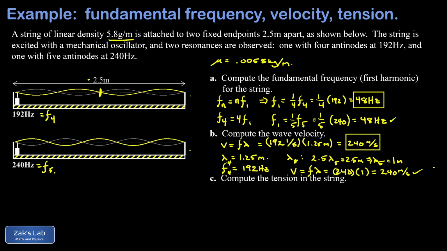So that's good. Finally, we want to get the tension in the string. And we have a formula relating the linear density, the tension in the string, and the wave speed. And that's v equals the square root of the tension divided by the linear density. To get the tension out of this, I square both sides and multiply by the linear density. And I have T equals v squared times mu, the linear density. All we have to do is plug in our wave speed of 240. I get 240 squared times our linear density of 0.0058 kilograms per meter. And I get a tension of 334 newtons.